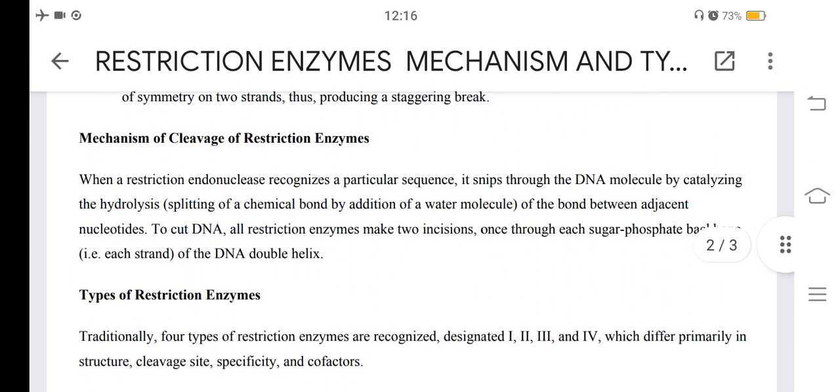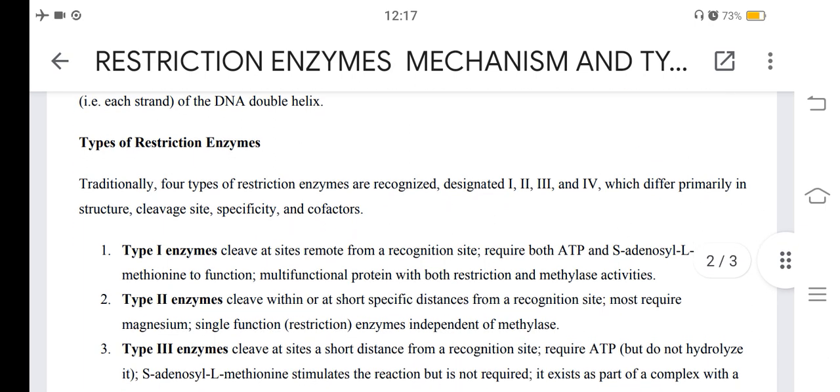The mechanism of cleavage of restriction enzymes. When a restriction endonuclease recognizes a particular sequence, it snips through the DNA molecule by catalyzing the hydrolysis, the splitting of a chemical bond by addition of a water molecule, of the bond between adjacent nucleotides. To cut DNA, all restriction enzymes make two incisions, once through each sugar-phosphate backbone, each strand of the DNA double helix.